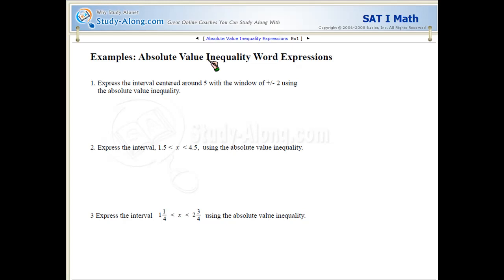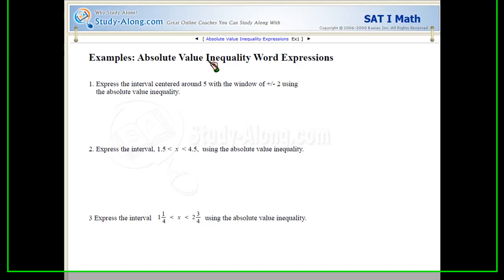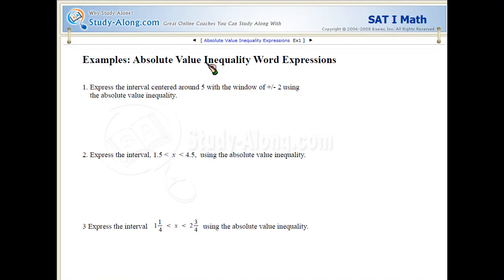Number 1 says, express the interval centered around 5 with the window of plus or minus 2 using the absolute value inequality. Again, if you know the formula, that's great. You can just plug it in, but I suggest doing a couple of these from the ground up so that you make sure that you understand how to do it just in case you forget the formula. But the formula is very useful, but this is how it's been made, okay? So, let's draw it out.